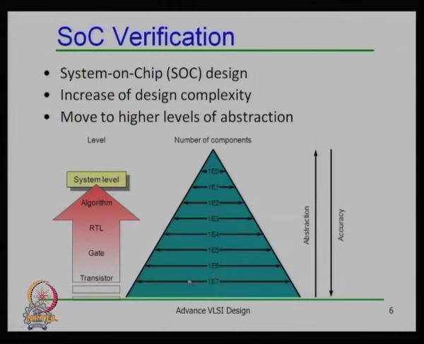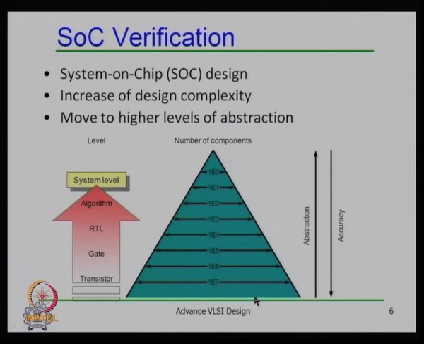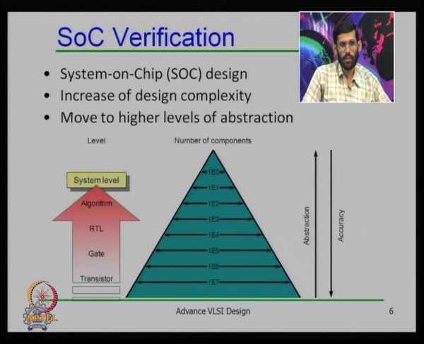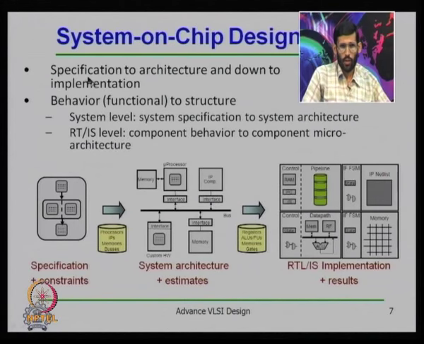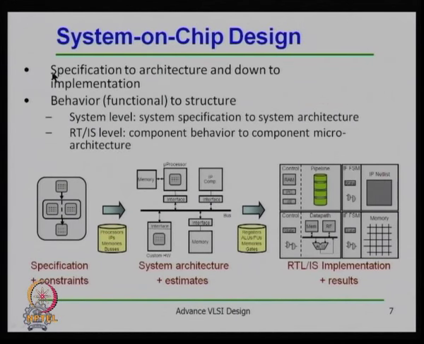If you go down, and you do the layout and extract the parasitics, then you may have more exact values of the power dissipation, area consumption, performance, all these things. So now, if you go down, your accuracy increases. But at a higher level of abstraction, the complexity is smaller. You can handle it in a better fashion. So now conventionally we start from the specification and we go down to the implementation.